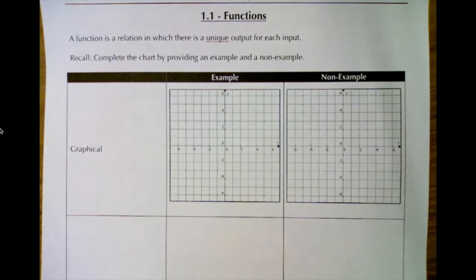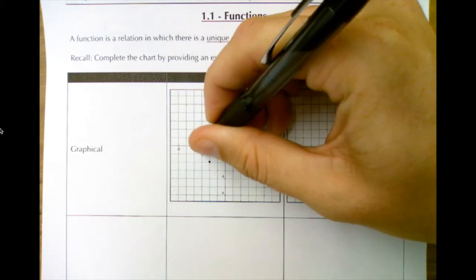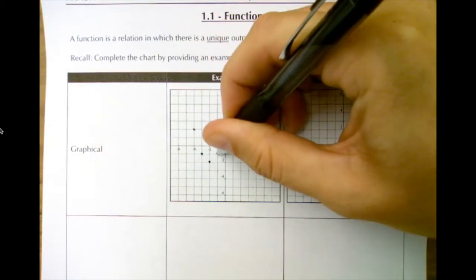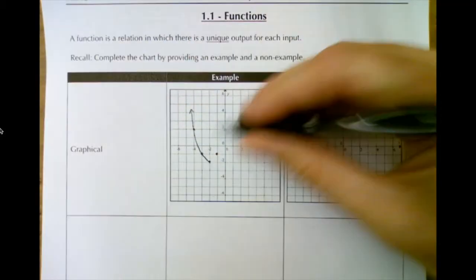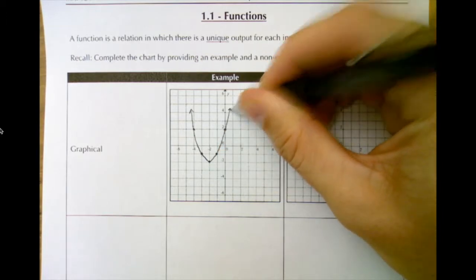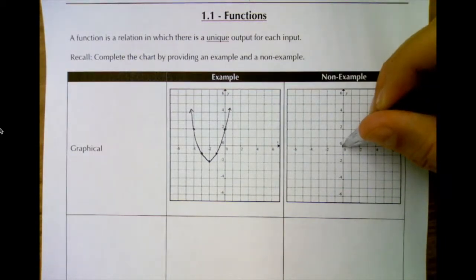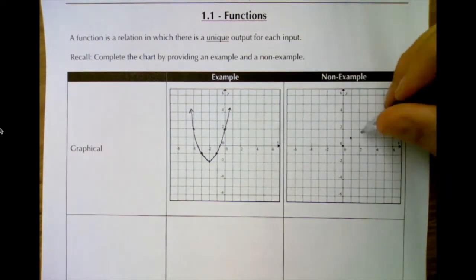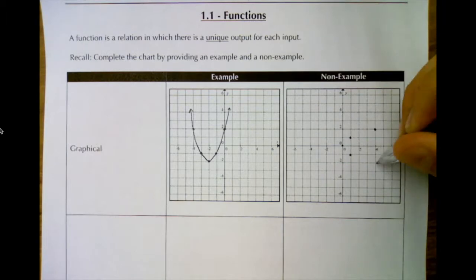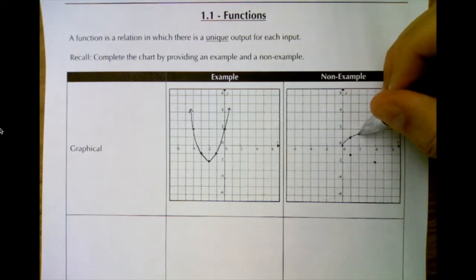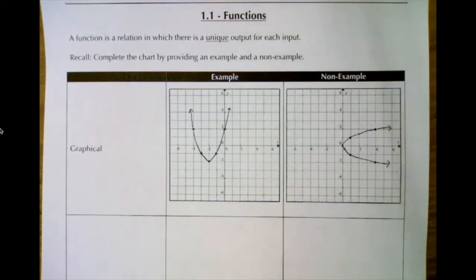So I'm going to draw quickly a function. I'm going to use a quadratic function here with 5 points, and I'm going to connect them with a smooth curve. And for our non-example, I'm going to use a square root function with 3 points, and then I'm going to reflect it upside down. So we have 2 branches. So it's a square root function and the negative root function, together making a relation.